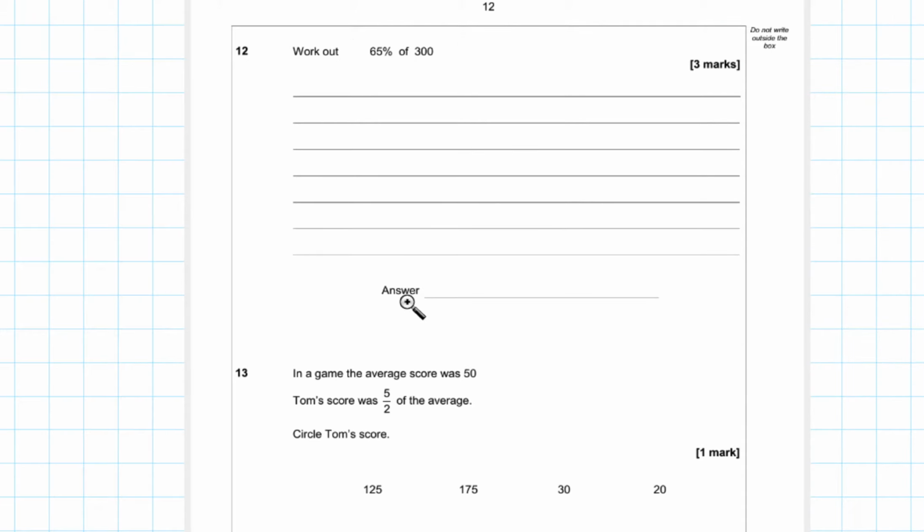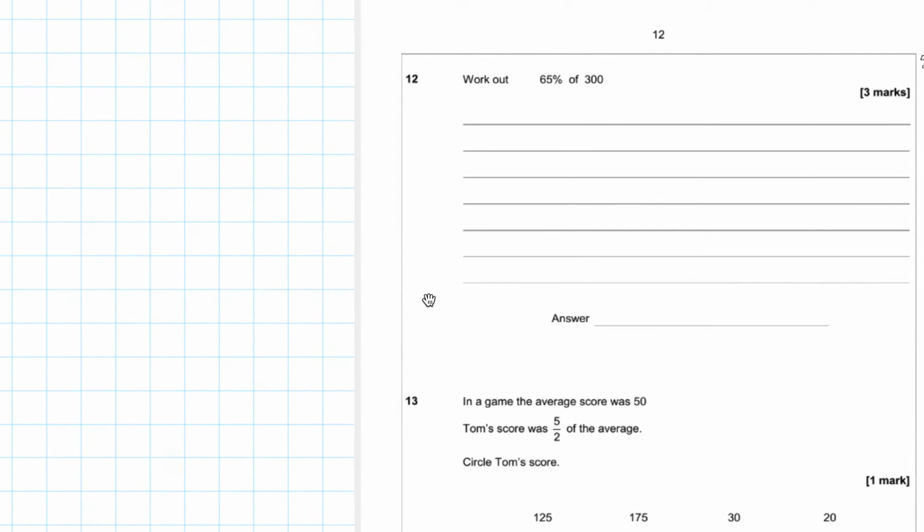Okay, the next question we've got is a percentage question. So work out 65% of 300. Without a calculator, this one's a bit of a challenging question. There are multiple ways of doing this type of question. There's 2 main ways that I would do it.